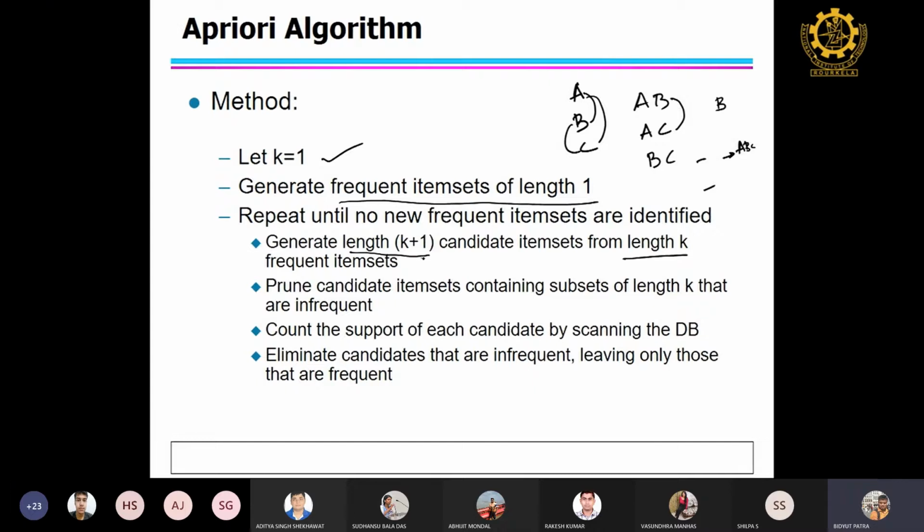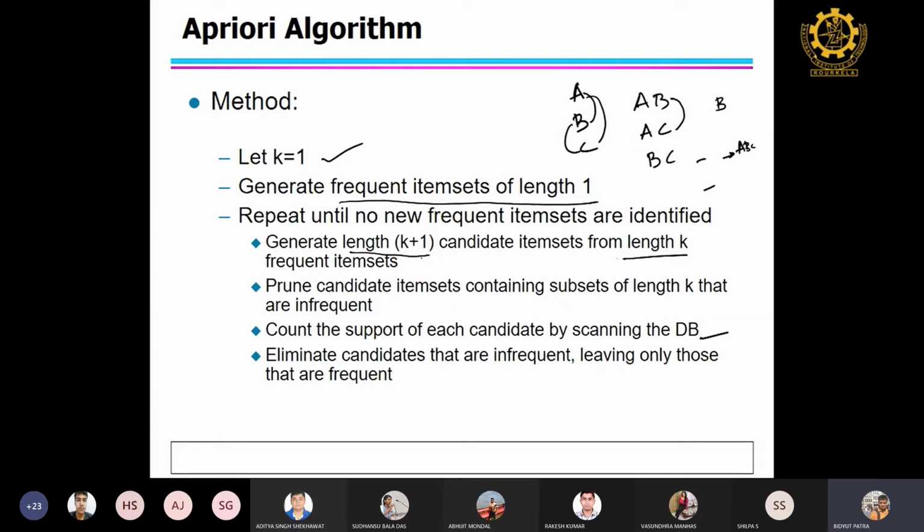So generate the length k plus 1 candidate item sets from the length k frequent item sets, and prune the candidate item sets containing subsets of length k that are infrequent. So after combining, we will again check whether this item set is frequent or not. Count the support of each candidate by scanning the database. Obviously, how do you check whether this item set is frequent? You have to scan the data set and eliminate those that are infrequent, leaving only those that are frequent.